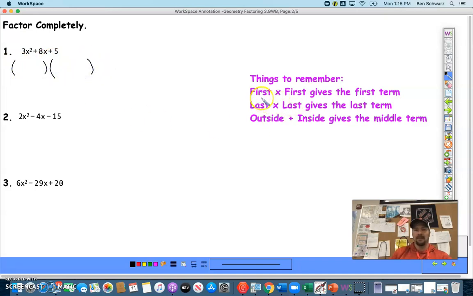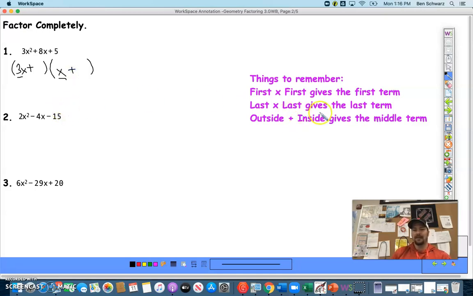Now it said the first term times the first term gives you the first term. So whatever this is here times this here is going to get me 3x squared. So obviously I don't want to do x and x because x times x is not 3x squared. What I want to do is think of factors of 3, which are just 3 and 1. So it's actually going to be a 3x and an x. Both their signs are positive, so just like before, these are both positives.